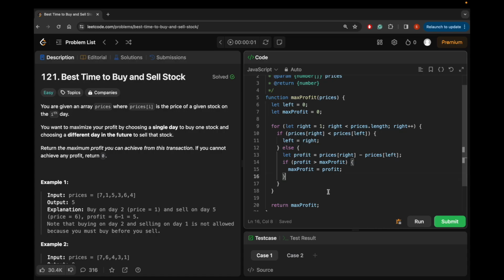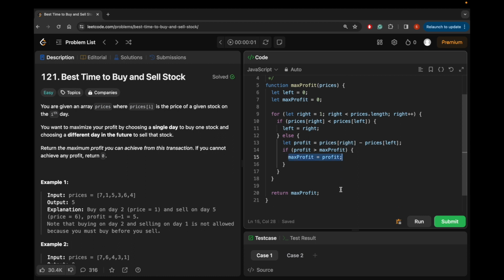Okay, so let's see now what the solution in JavaScript looks like. We have our left pointer at 0 and our max profit at 0 as well. We are looping through the array and checking the prices at right and left. If left is greater than right, we will swap the left position with the right position and continue the loop, and then we will check the profit. The profit will come from subtracting the left value from the right value. If profit is greater than the max profit, we will update our max profit, and at the end, we will return that.